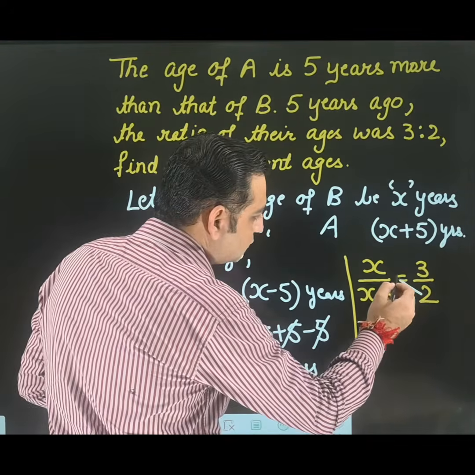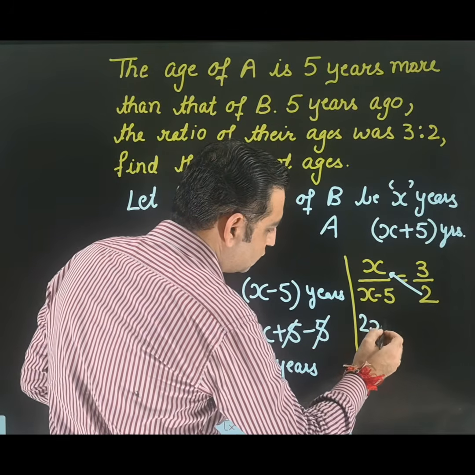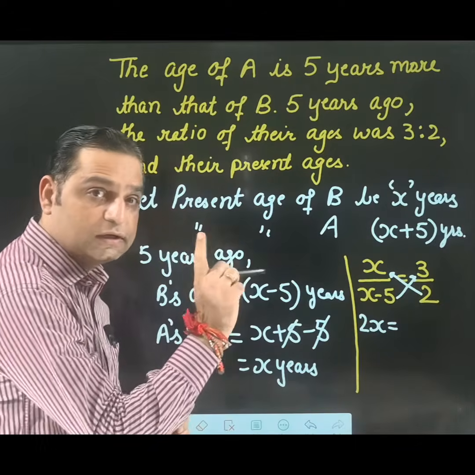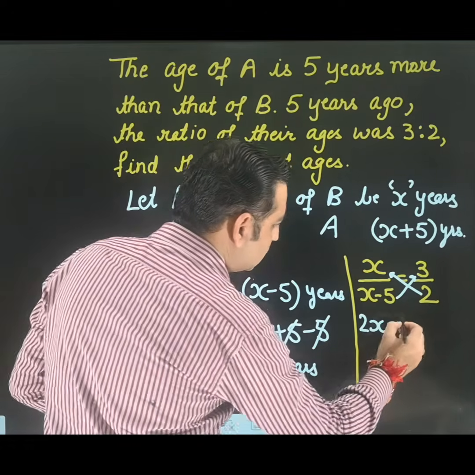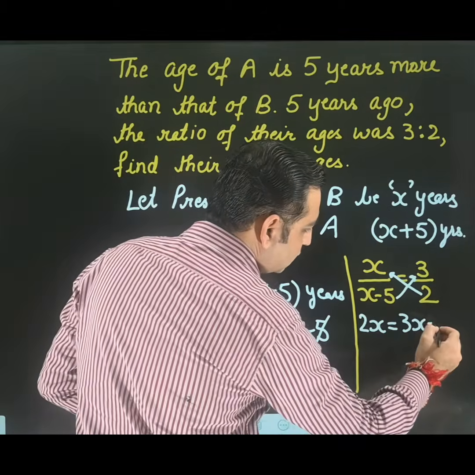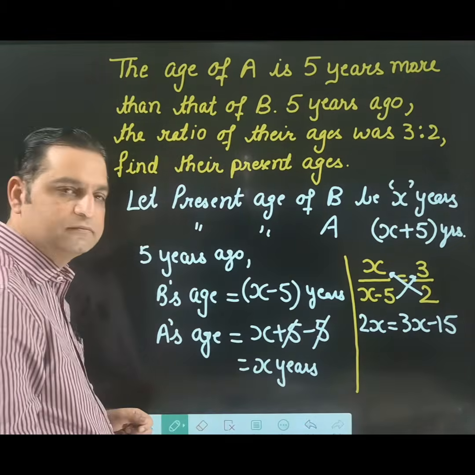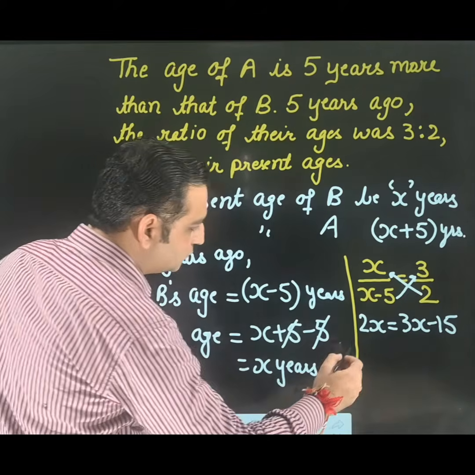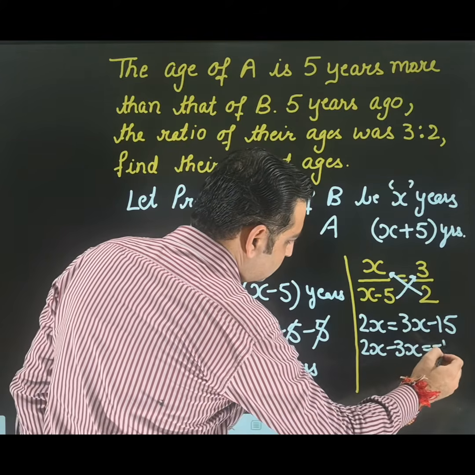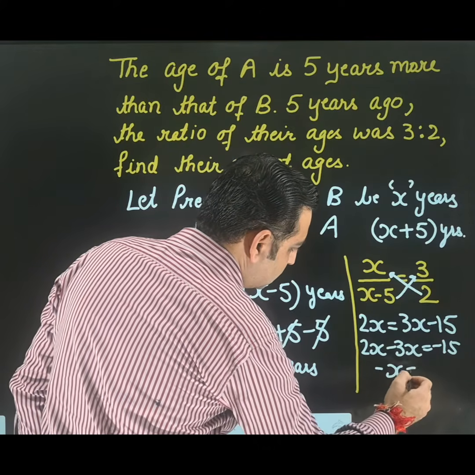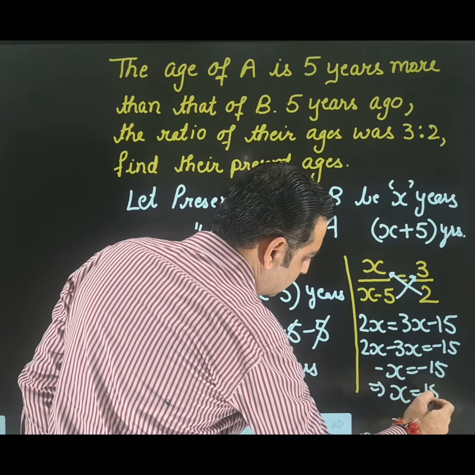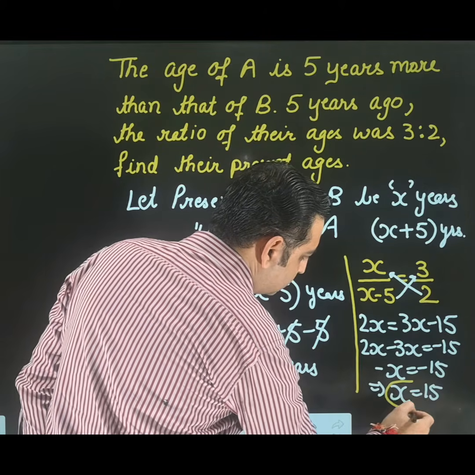Cross multiplied, this 2 comes to this side, we get 2x. Cross multiplied, 3 will be multiplied with both the terms x and 5. What will we get? 3 multiplied with x is 3x, and 3 multiplied with minus 5, you get minus 15. And once we solve it, 3x comes to, let's suppose, the left side. That means minus x equal to minus 15. Minus and minus cancelled, you will get x is equal to 15.